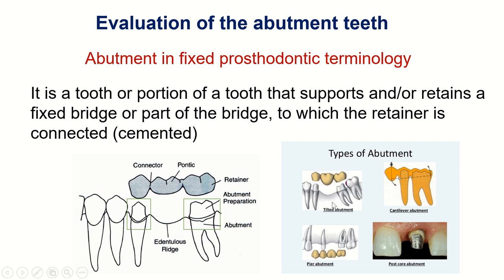The abutments may be in the form of tilted abutment teeth, or cantilever abutment teeth carrying a pontic at one side only. It might be a pier abutment or even in the form of post and core.